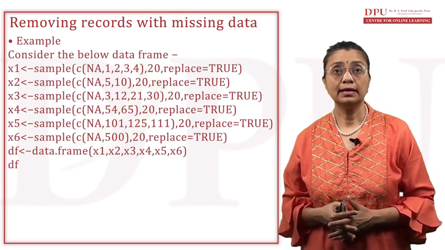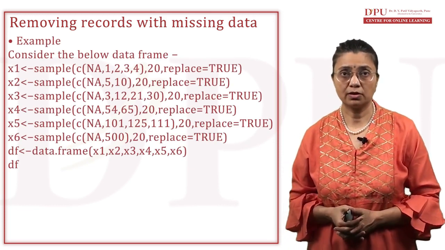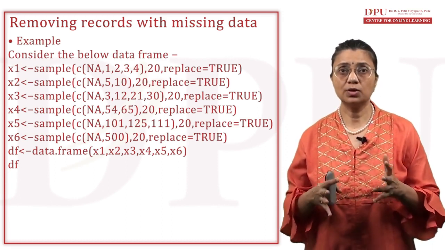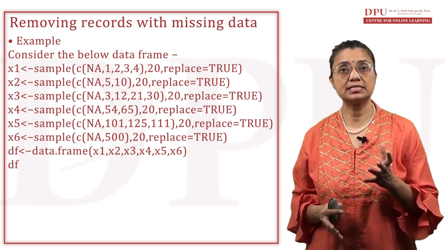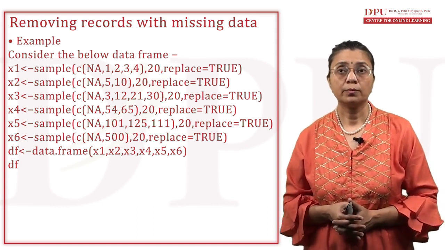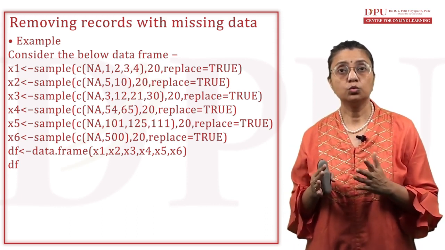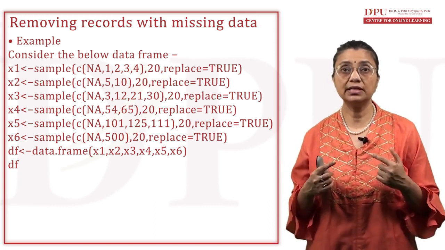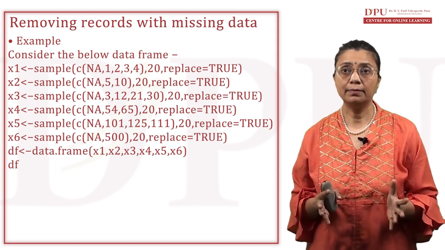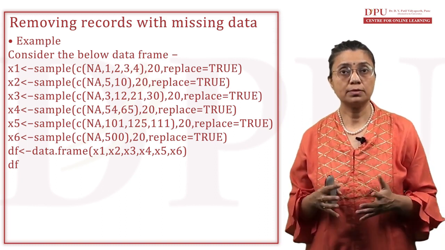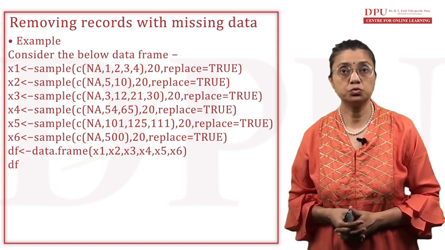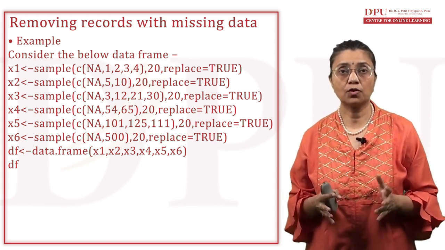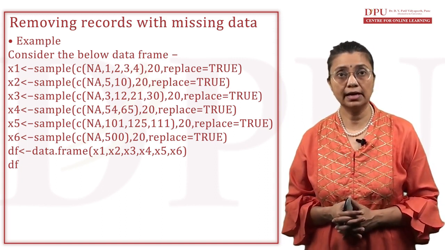To understand, let's consider this particular code snippet. Here in this example, x1 is a variable which is creating a sample of data from NA, 1, 2, 3, 4 and 20. So 20 means what? I'm generating 20 numbers and replace equals TRUE. Replace is a property which is equal to TRUE. Likewise, x2 is a sample of 20 numbers from a data set NA, 5 and 10.